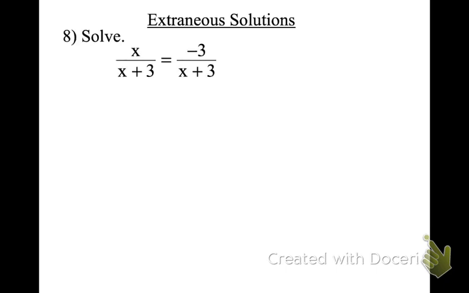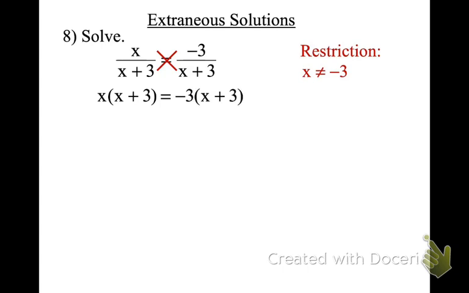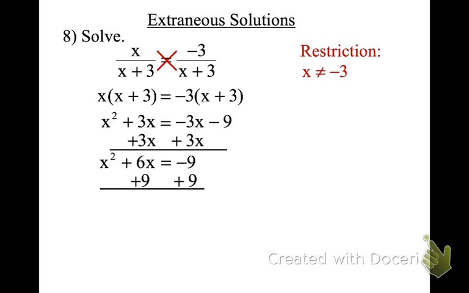What are my restrictions? x cannot equal negative 3. Good. Okay, this time I'm going to multiply x times the quantity of x plus 3, and I'm going to multiply negative 3 times the quantity of x plus 3. And then I get x squared plus 3x equals negative 3x minus 9. I'm going to move it all over. I'm going to add 9.